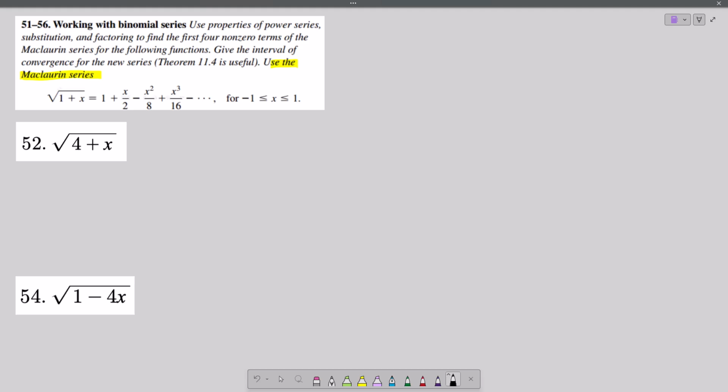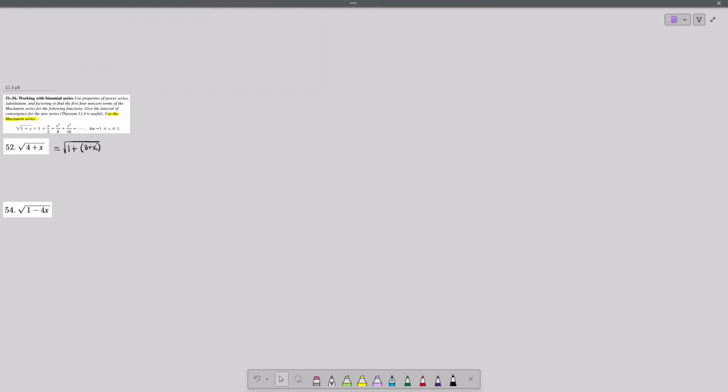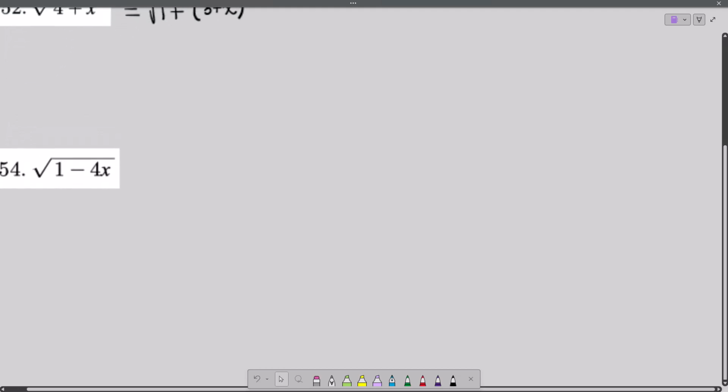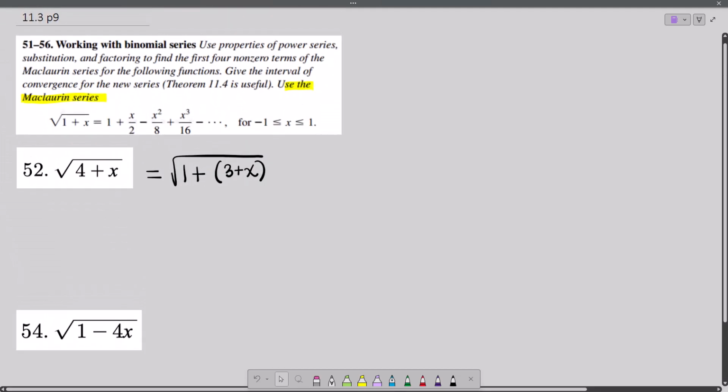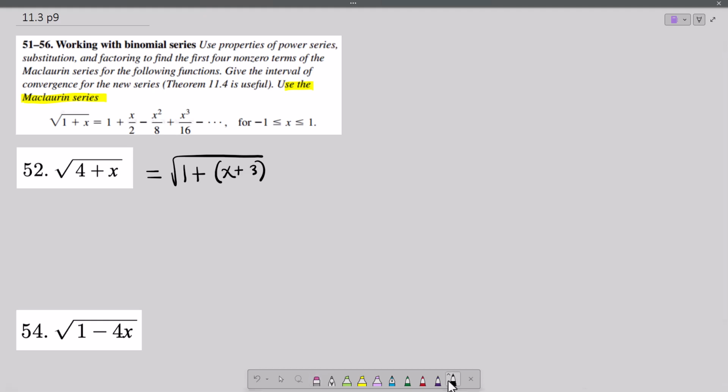So the first thing that you might want to do is this. You see that 1 plus x there? It feels like you should rewrite this square root like that. Okay, so if you did that, then wouldn't you be replacing all these x's with 3 plus x, or, if we're doing a shift, we normally would write it as x plus 3. Obviously they're the same. But you would replace all those x's with x plus 3.